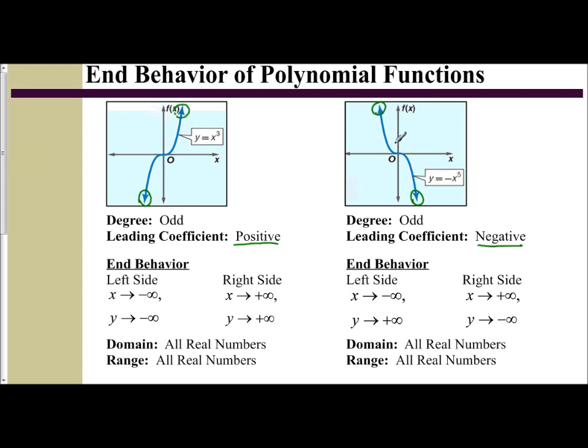For the negative leading coefficient, your x values are decreasing on the left side, so x approaches negative infinity. As that goes on, your y values are increasing, so y approaches positive infinity. On the right side, x increases forever, so x approaches positive infinity. The graph is decreasing, so y approaches negative infinity. Same domain, same range. So this video was just meant to introduce the idea of even degree and odd degree functions, their end behavior, and how the leading coefficient determines the direction that the graphs are pointing for polynomial functions.